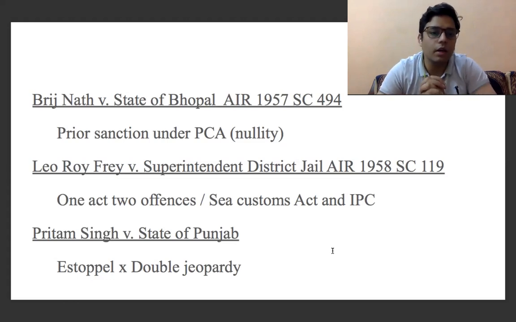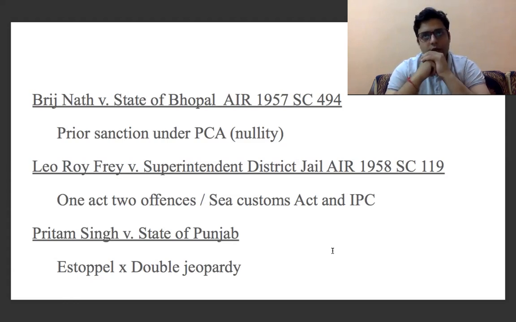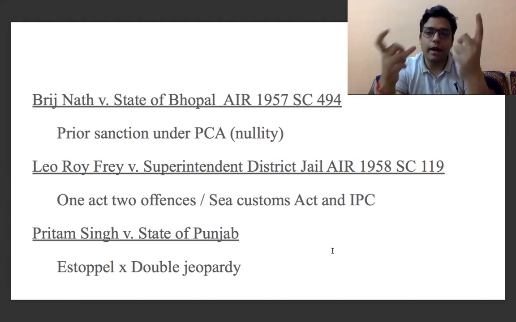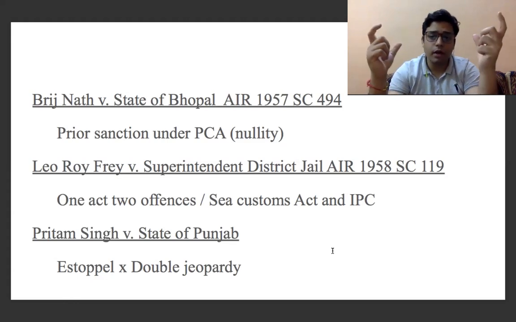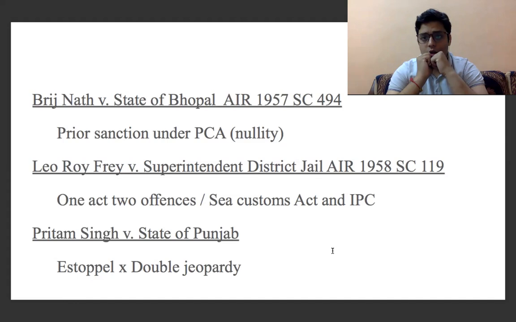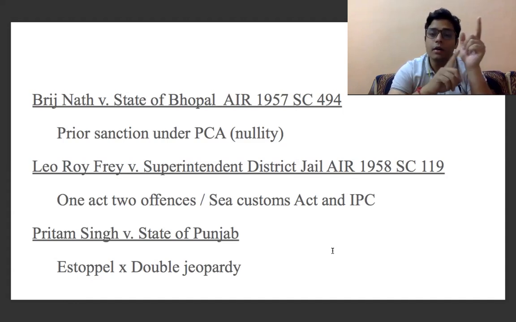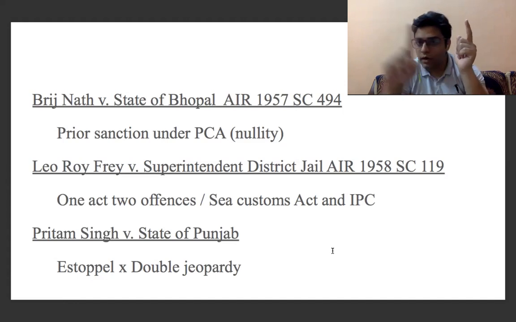Okay, so the next important case was Leo Roy Frey versus Superintendent District Jail. This was a case of 1958. Okay, one very interesting question. Just suppose that a particular act which a particular person does may amount to two very different types of offenses, under different acts, for example. If that particular person is prosecuted and punished for one of those types of offenses, does it bar the authority to prosecute him for the other type of offense also?